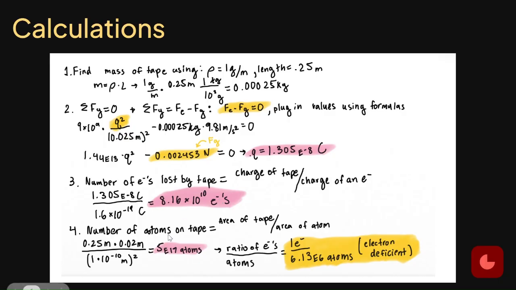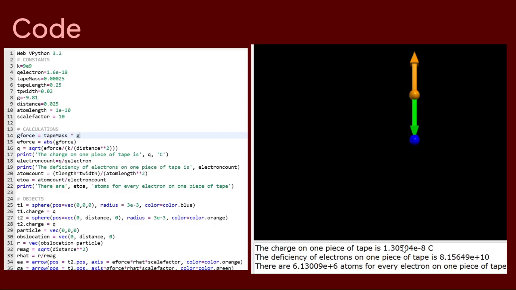So to find the number of atoms on the tape, we can just divide the area of the tape by the area of the atom, and then to find the ratio of electrons to atoms, we can just divide them over each other. So for our code, I set it up similarly.